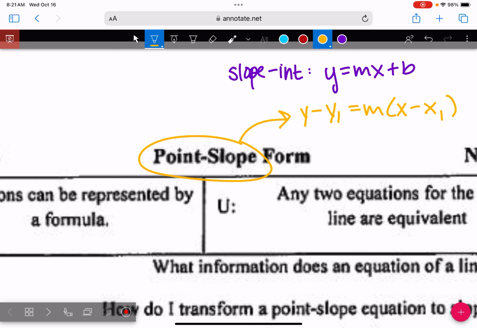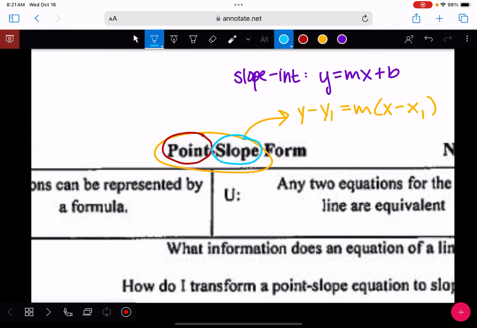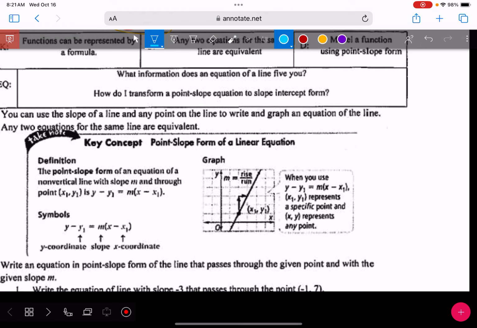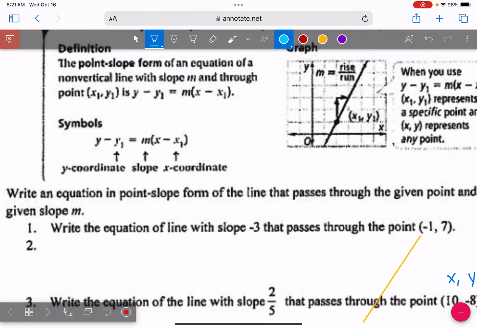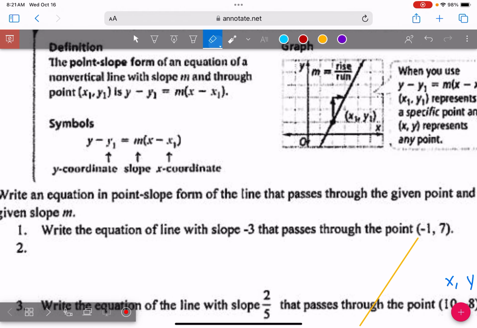But the two things that are really important for us with point-slope form are, as the name suggests, we need a point and we need a slope. Okay, so those are two things that are crucial to today's content. So let's just jump right in. Looking at number 1 here on our notes page. Nope, I have some left over from yesterday, so let me just erase that.